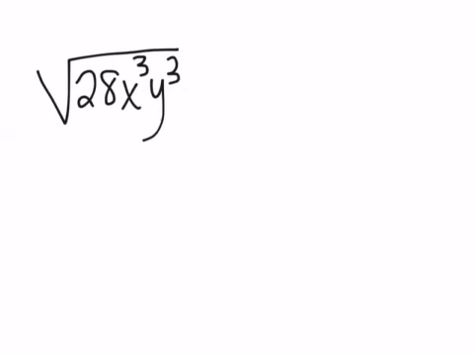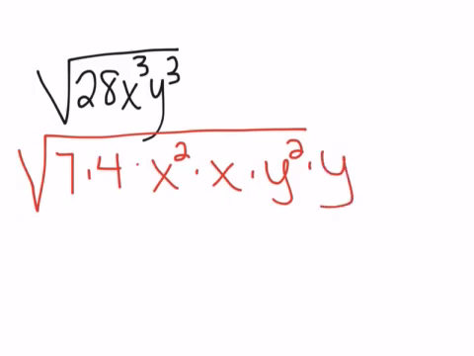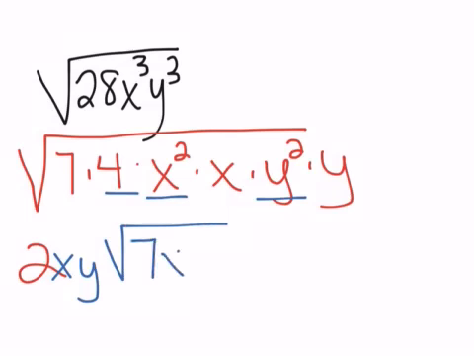Next example, 28x cubed y cubed. So if I expand this out, and I think of numbers that go into 28 that make perfect squares, I would think of 7 times 4 because 4 is a perfect square. Then I would have times x squared times x times y squared times y. So I can take the square root of 4, that comes out as 2. Okay? I can take the square root of x squared and y squared, they come out as x and y. And what I am left with underneath is 7xy.